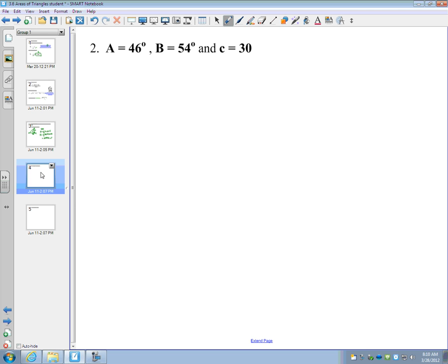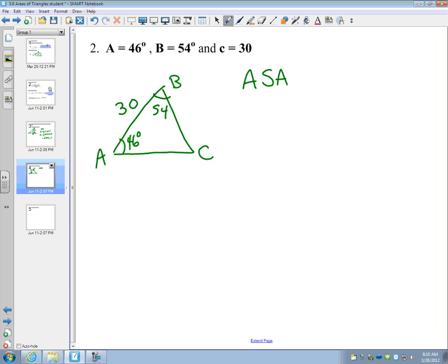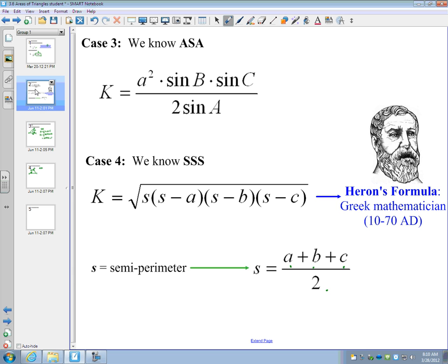Next up, I have this triangle with angle A is 46, B is 54, and C is 30. Again, I'm just going to sketch what this triangle looks like. A, B, C. Side C is 30, angle A is 46, and B is 54. So obviously we have angle side angle. Whenever I have angle side angle, I use A squared times sine of B sine of C over 2 sine A.